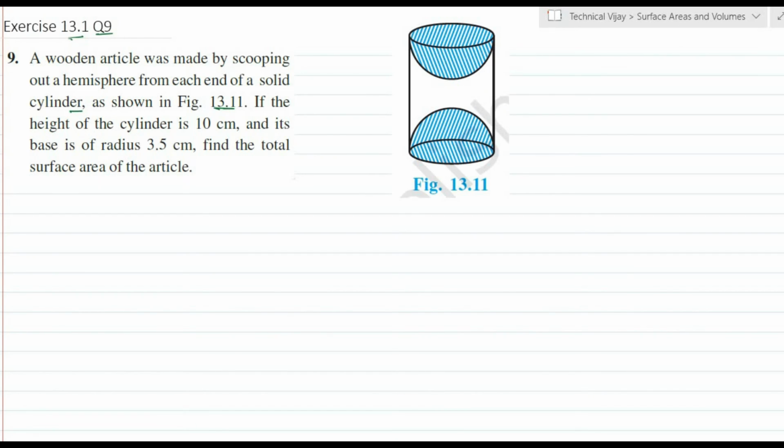If the height of the cylinder is 10 centimeter, this 10 centimeter is the height of the cylinder, and its base is of radius 3.5 centimeter. So here only the radius is given, this distance is equal to 3.5 centimeter. Find the total surface area of the article. After carving out these two portions, we have to find the total surface area.